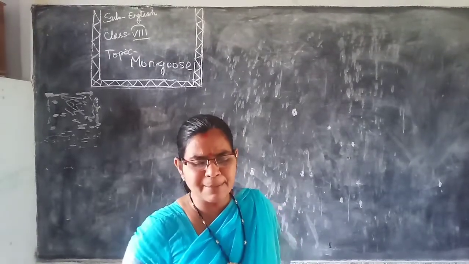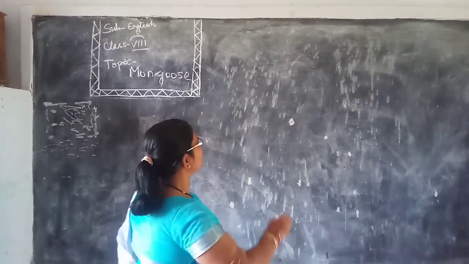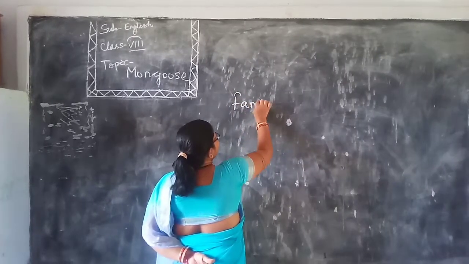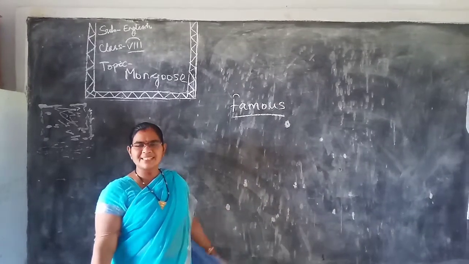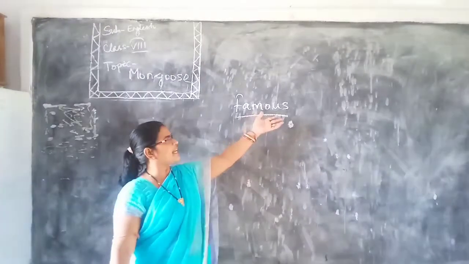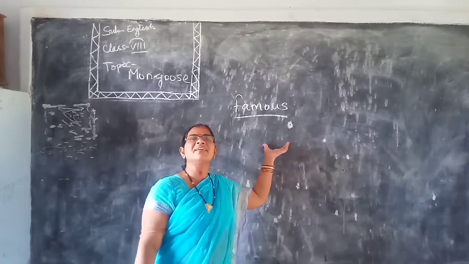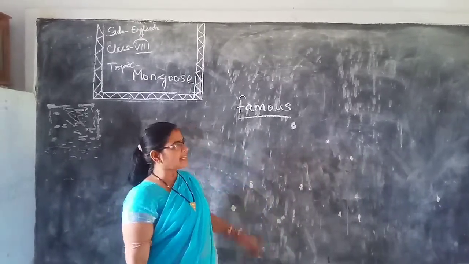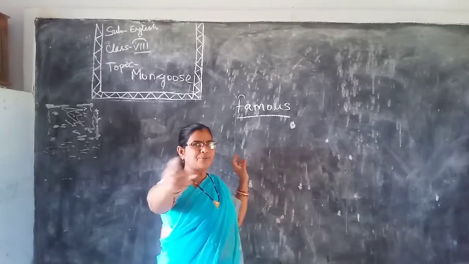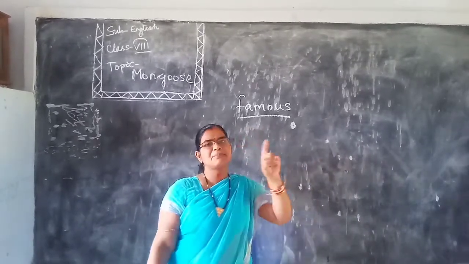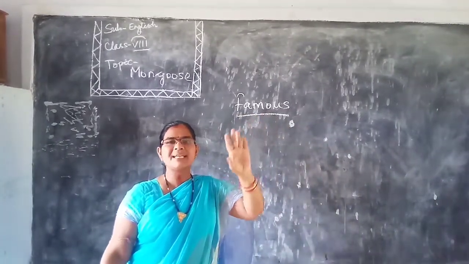Okay. What do you mean by famous? Can you tell me why is Puri famous? Puri is famous for the car festival, Rath Yatra, for Lord Jagannath. Jagannath Dham. Puri is called the Jagannath Dham. It is famous for the car festival. Have you known it? Like this, Konark. Konark is famous for the Sun Temple. You have known, no? Puri is famous for the car festival of Lord Jagannath.